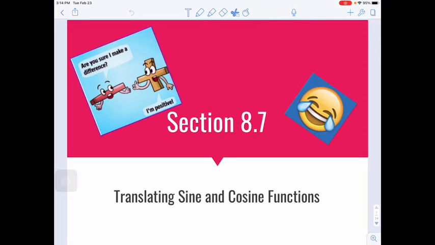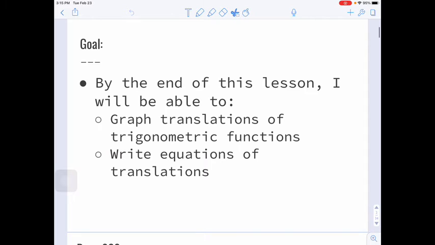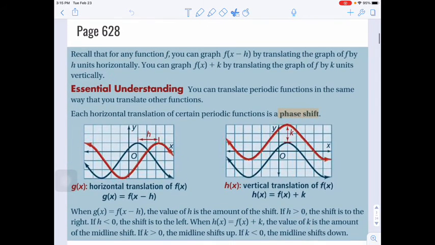Section 8.7 is translating sine and cosine functions. Our goal is to graph translations of trigonometric functions and write equations of translations. On page 628, we have recalled that for any function f, you can graph f of x minus h by translating the graph of f h units horizontally. You can graph f of x plus k by translating the graph of f by k units vertically.